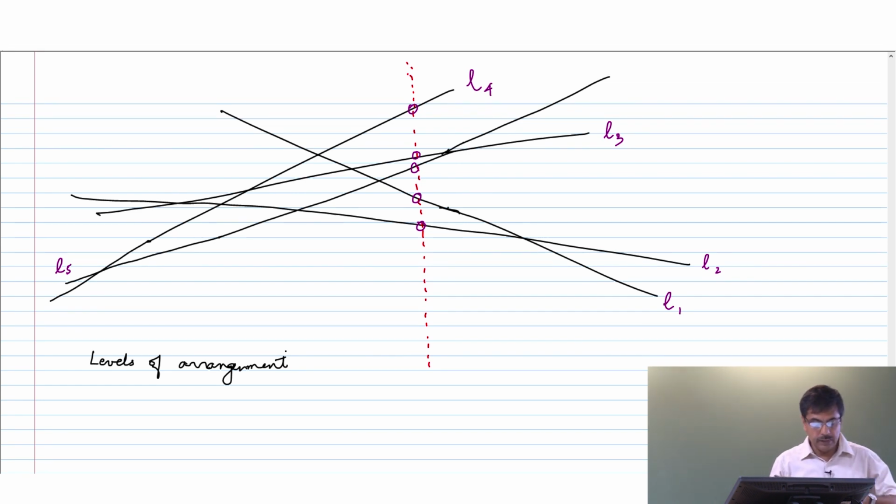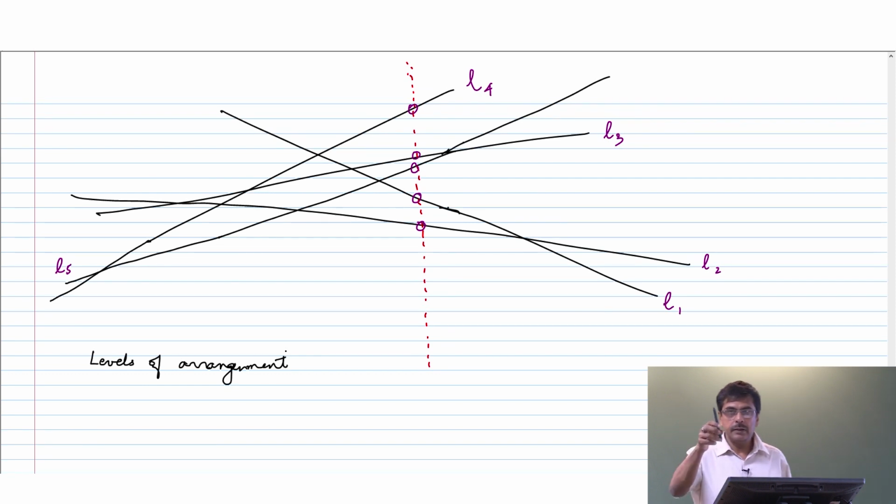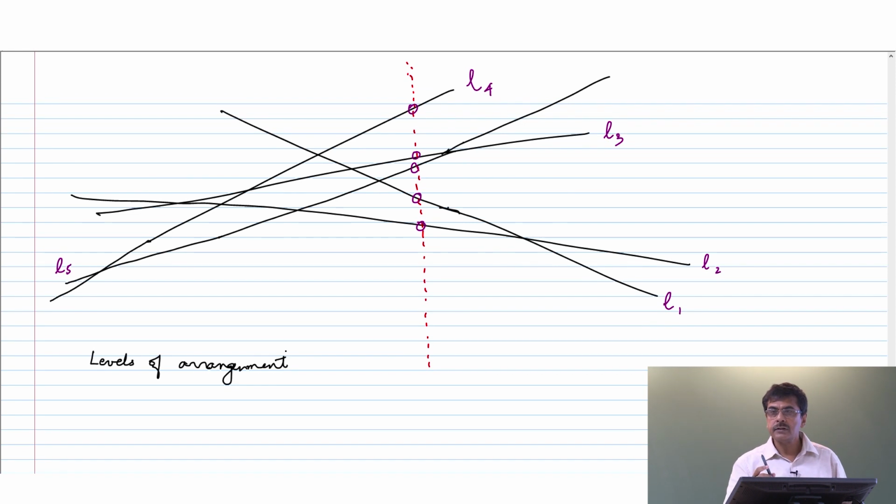What do I mean by the levels? If I keep moving this line horizontally, the intersection points will change, but at any fixed x-axis there will be five intersections, unless I am at an intersection point. Now, this is the plane. The part of the plane that lies below k minus 1 lines is called the kth level.